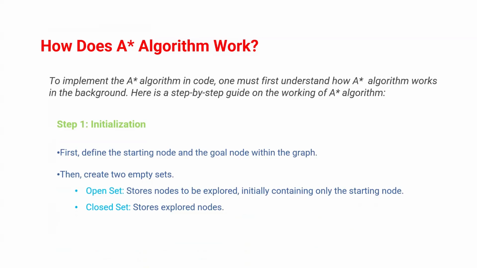So we maintain two lists: an open list for nodes to be evaluated, and a closed list for nodes that have already been evaluated, meaning visited, and not yet visited. Then add the starting node to the open list, setting its g of n to 0, calculate its h of n, and initialize the f of n for the starting node to g of n plus h of n.